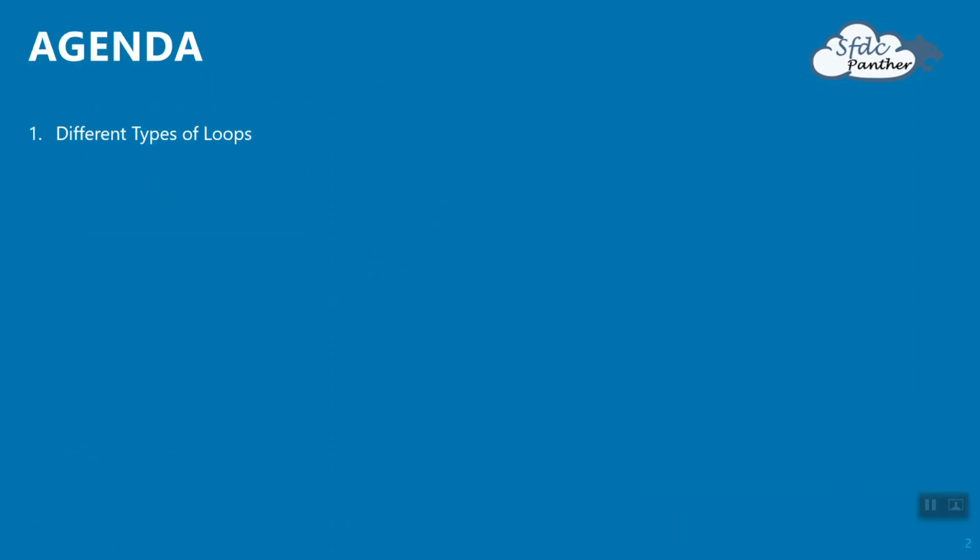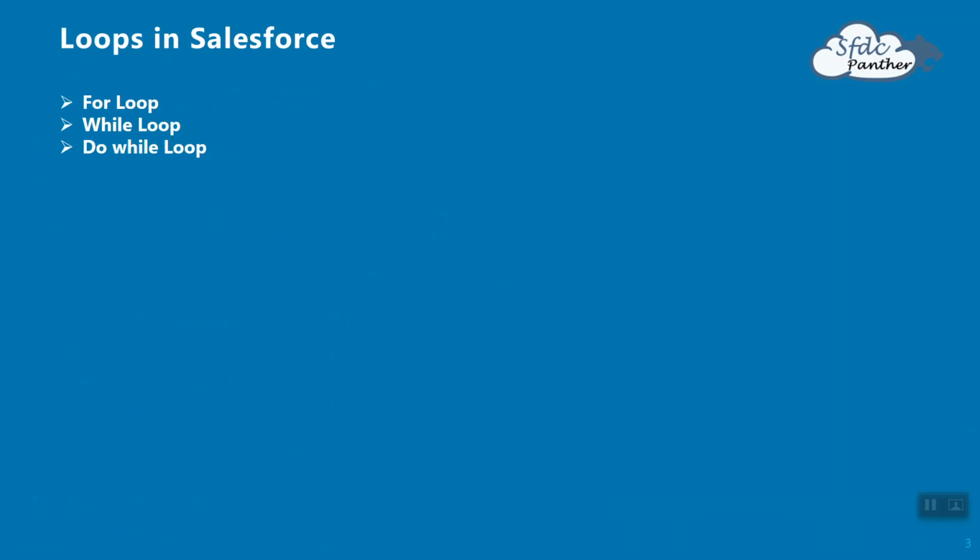So we will see what the different types of loops are. There are three types, and then we will learn about the for loop in Salesforce. We will see how we can use the for loop in different ways, and what kind of loops are available here in Salesforce. So we have three types of loop available. One is the for loop, which is most widely used, and then we have the while loop and the do while loop.